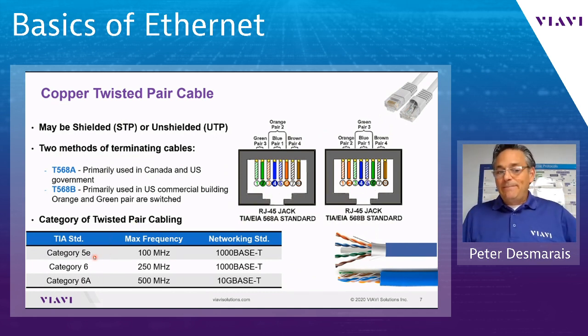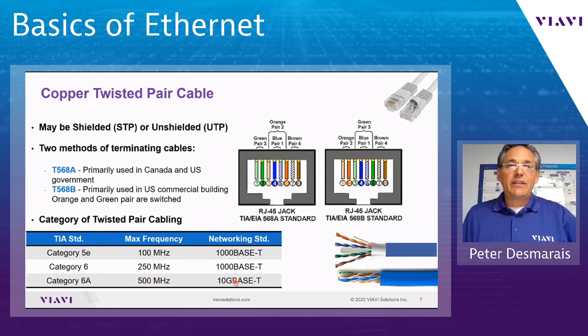The other thing with Ethernet cabling, a lot of times you'll hear the terms category 5E, category 6, category 6A. What does that mean? Basically, the higher the category, from 5E to 6 to 6A, the higher the frequency range, or bandwidth, of the cable. In this case, 100 megahertz for Cat 5E, 250 megahertz for Cat 6, and 500 megahertz for Cat 6A. And then you'll see what networking standard it supports. 5E cables will support 1 gig. Cat 6 will support 1 gig, but to a higher frequency. And Cat 6A will support up to 10 gig.